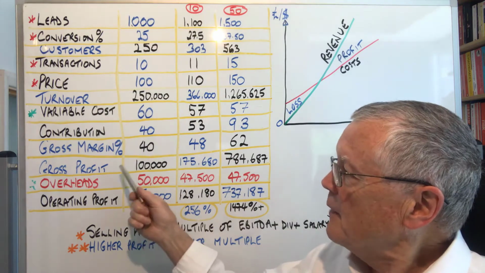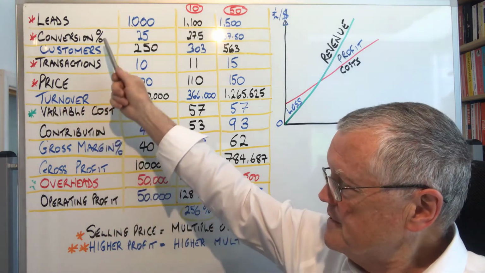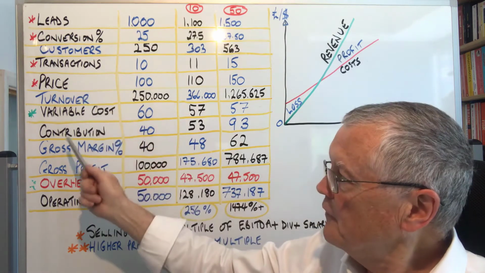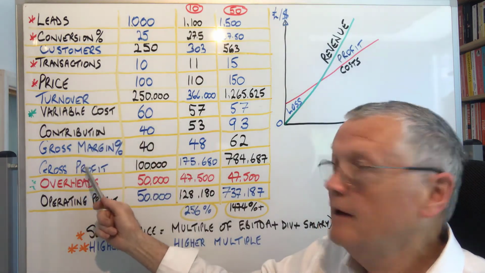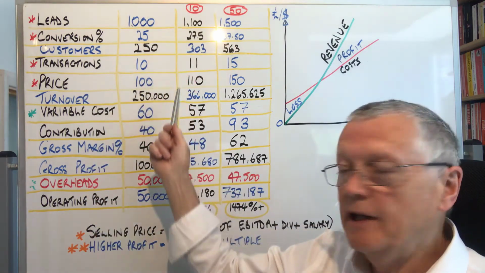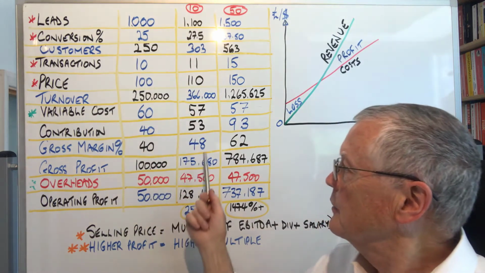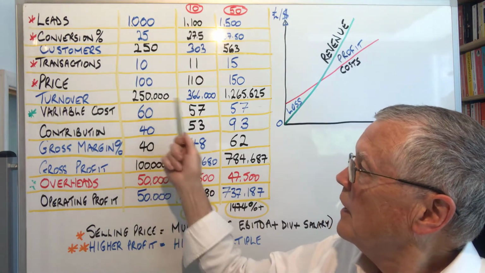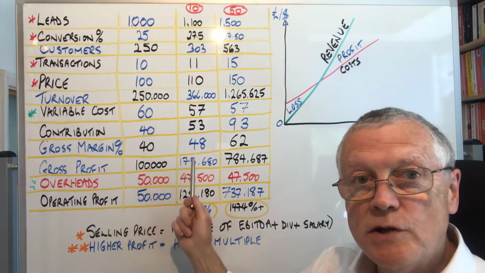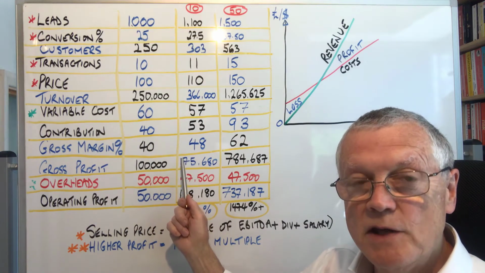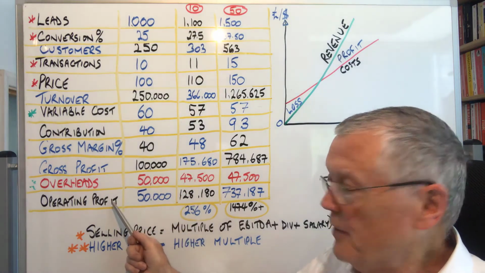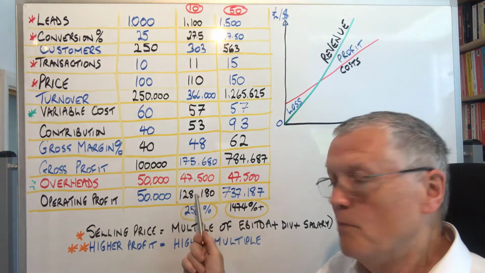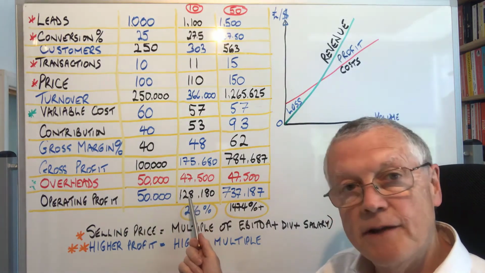Now, if we could achieve that, so all we've done is 10% increases here and 5% reductions in our costs here. When we work the numbers through here, what we find is that our gross profit goes from 100,000 to 175,000 just by making those small changes, and our operating profit, our bottom line profit, more than doubles to 128,000.